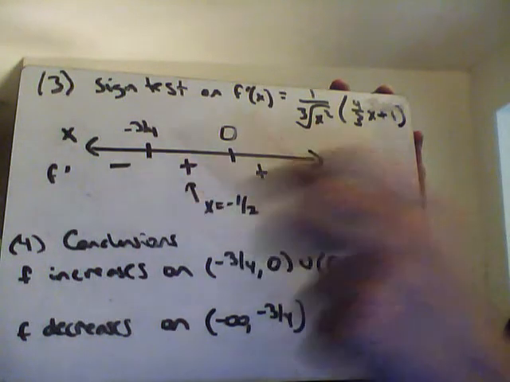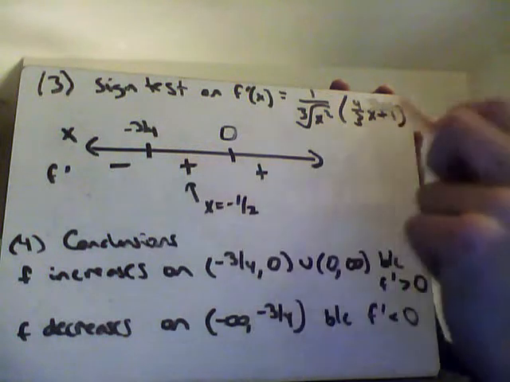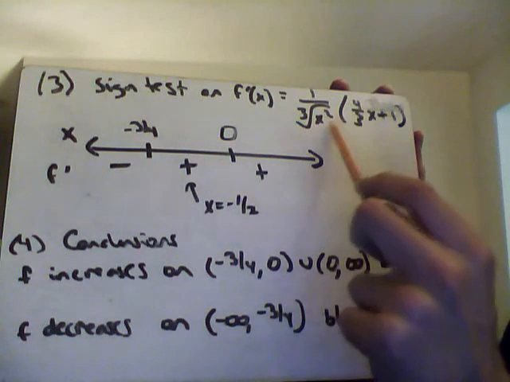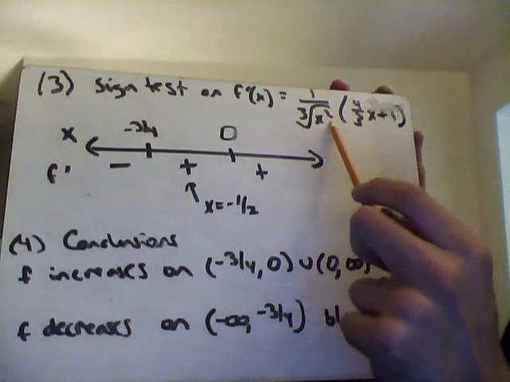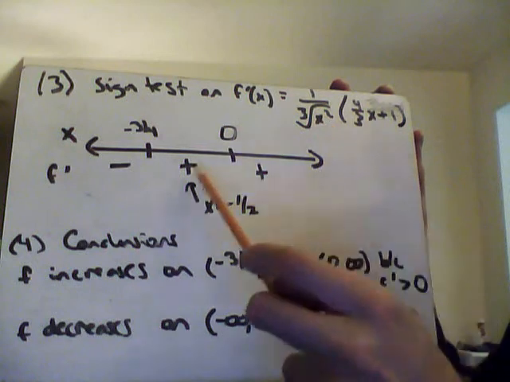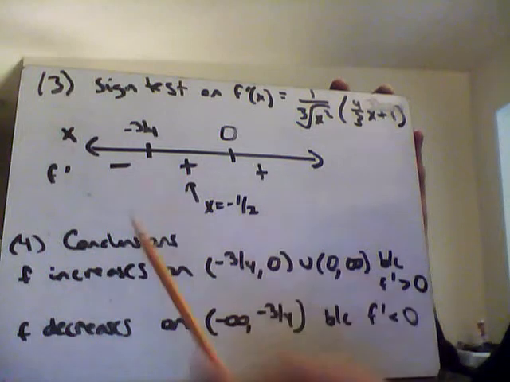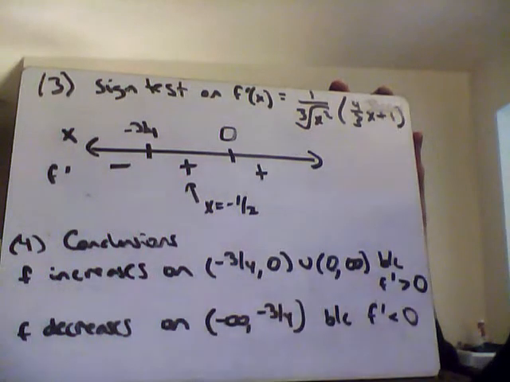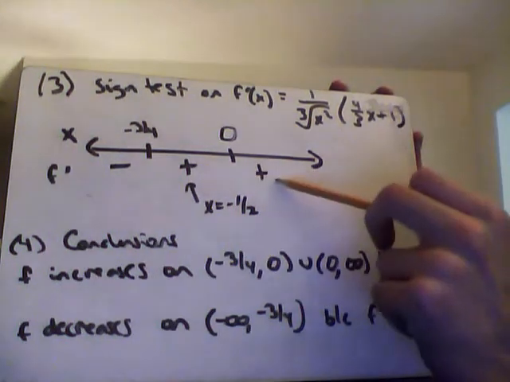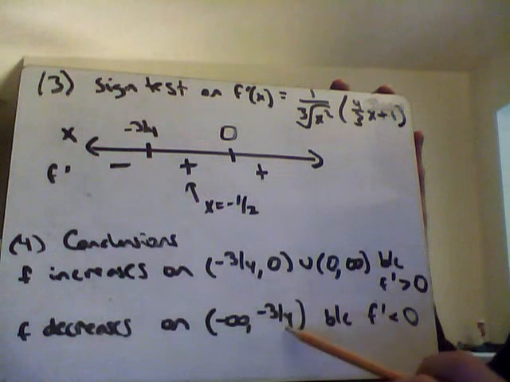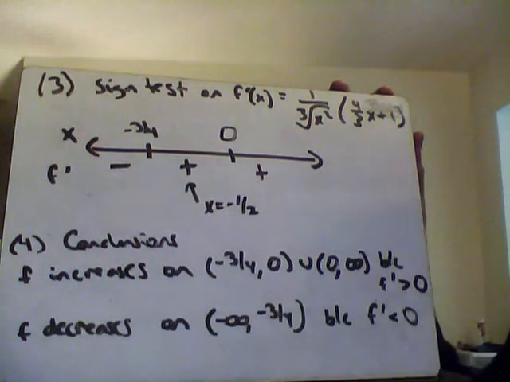It's kind of important to note that we're going to have a sign change at x is equal to negative 3/4 because this multiplicity is 1, or an odd number. And our multiplicity on the x equal to 0 critical point is 2, which is an even number, which means we're not going to have a sign change. That makes sense. We stay positive on both sides. Our conclusions: f increases on the interval negative 3/4 to 0 and 0 to infinity because f prime is bigger than 0. You can look at our sign test and always interpreting it. And f decreases on the interval negative infinity to negative 3/4 because f prime is less than 0.